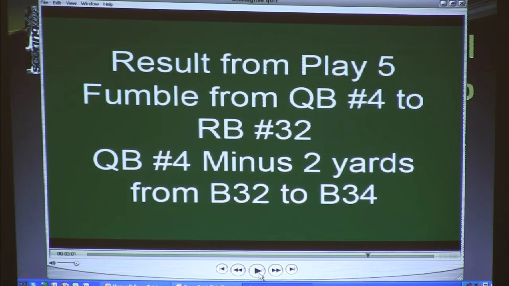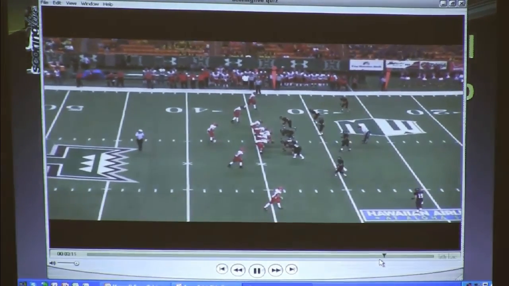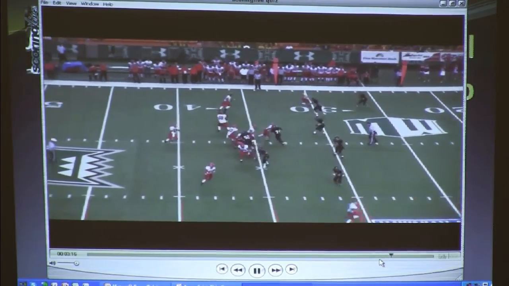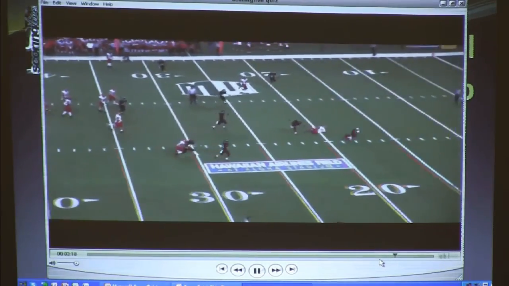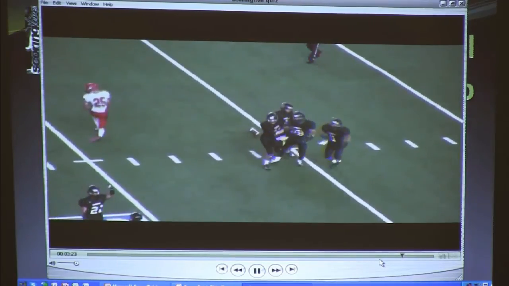Okay, on this play, it was a little bit tricky because the ball actually got repositioned to the 34-yard line. So, the quarterback gets credit for the play because the ball was never successfully given to number 32. So, number 4 gets credit for the rush. In this case, the rush goes for -2 yards from the 32 to the 34. Okay? All right. Last play. Play 6. 2nd and 12. The ball now on the 34-yard line.